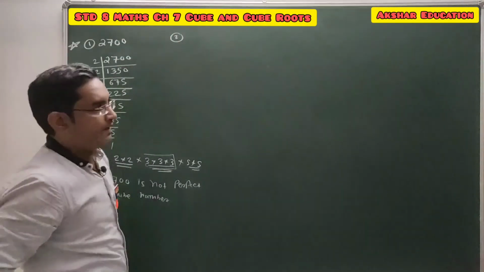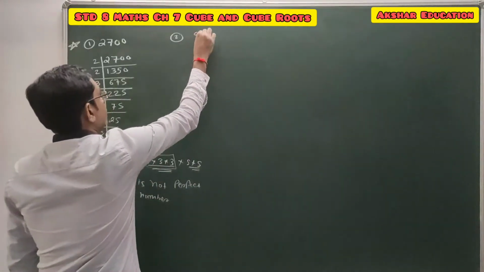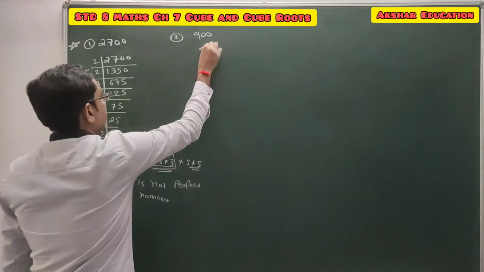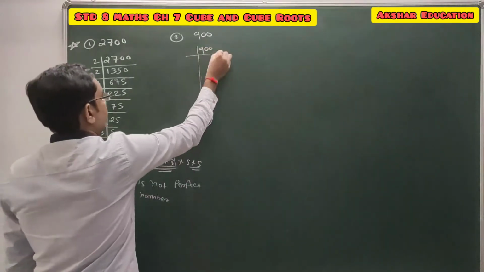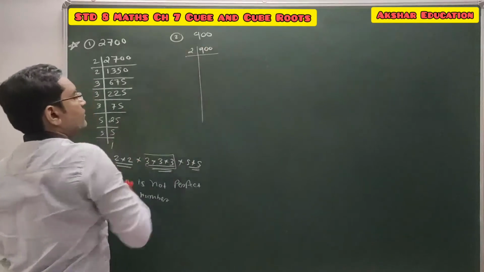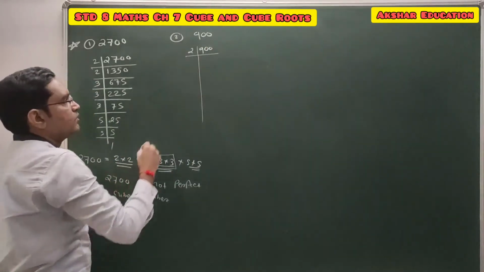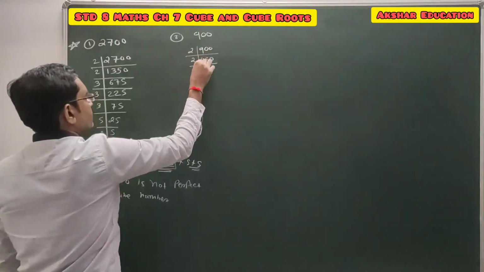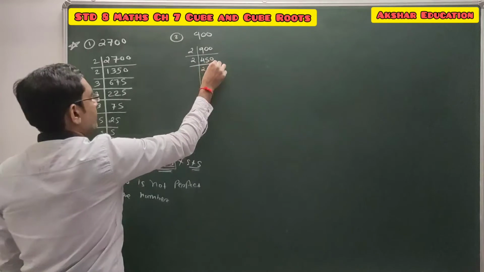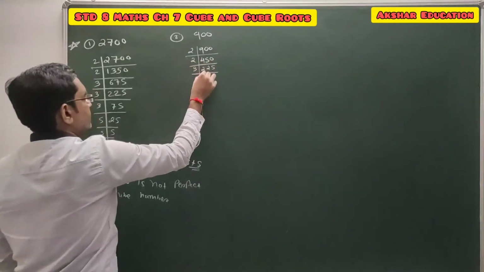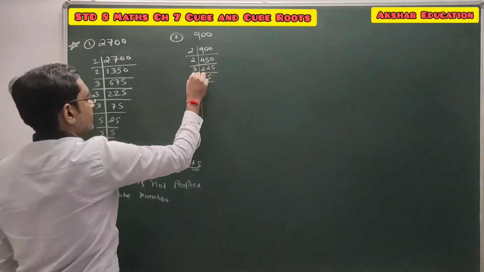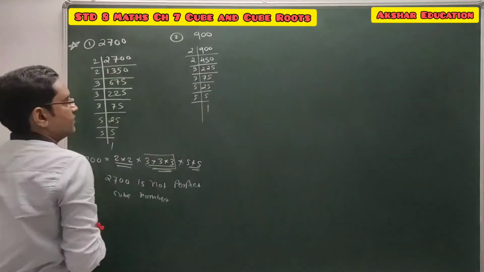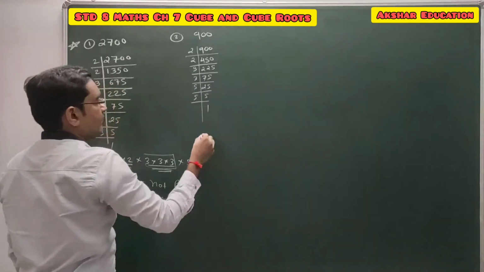Suppose we are given 900. Whether this 900 is a perfect cube number, we have to check its prime factorization. So prime factorization of 900. Even number, so division will start with 2. 2 4s are 8, 2 5s are 10, and 0. 2 2s are 4, 2 2s are 4, and 2 5s are 10. Then 3 7s are 21, 3 5s are 15, and 3 25s are 75, 5 5s are 25, and 5 1s are 5.